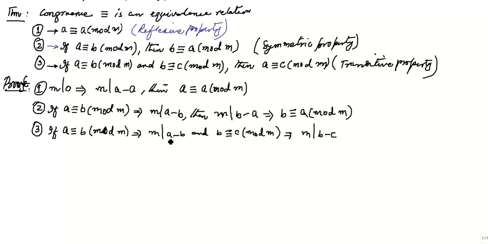Okay. So, if A minus B and B minus C are both divisible by M, then their sum must be divisible by M. Hence, M divides A minus B plus B minus C. So, minus B plus B cancel, which gives you M divides A minus C. And if we convert that into the congruence, which gives you A congruent to C modulo M. That's it.